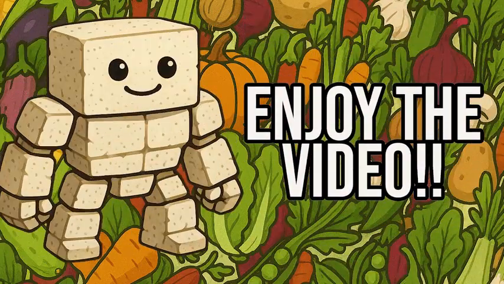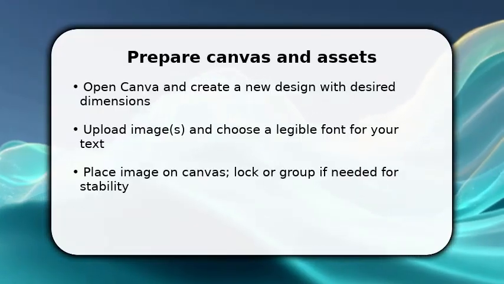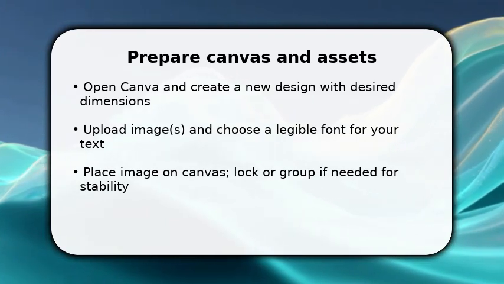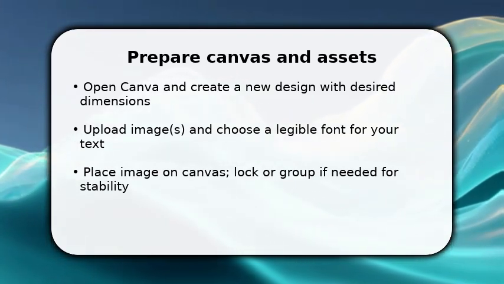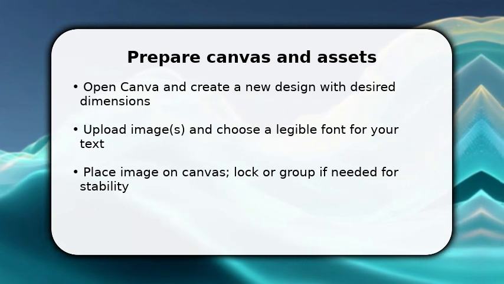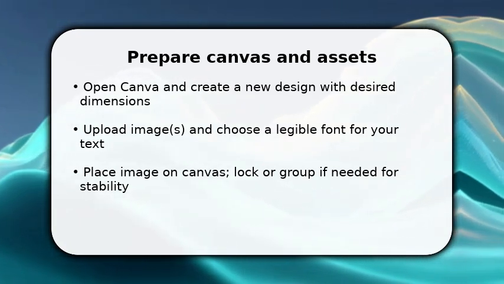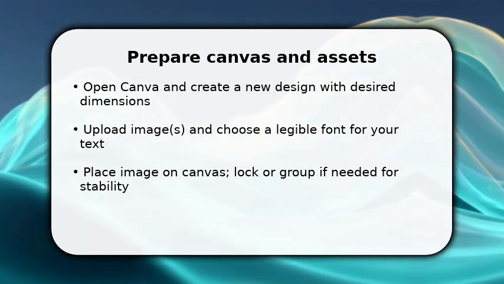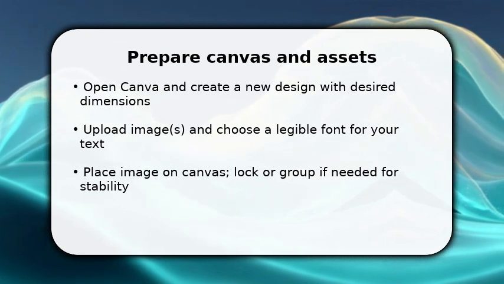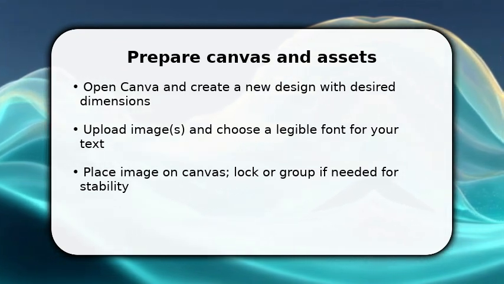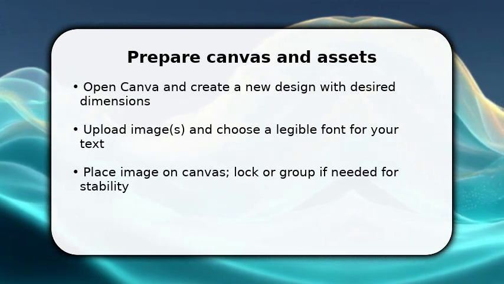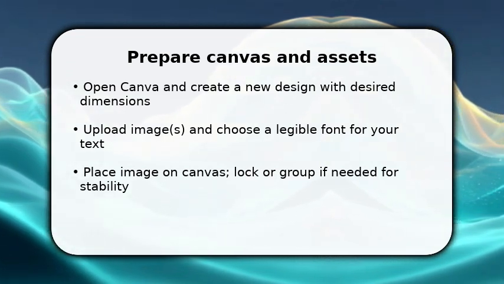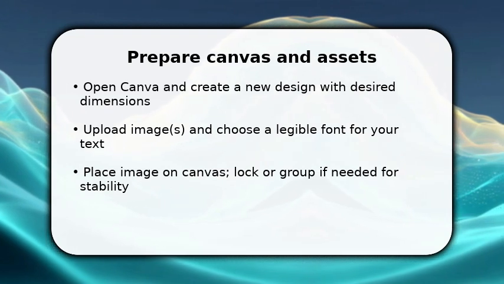Please enjoy the video. You'll start by getting your canvas and assets ready so nothing interrupts the flow. First, open Canva and create a design with the size you need, then upload the photo you want text behind. Next, add your text block and pick a strong, readable font so the result shows through. Once the text is placed roughly where you want it, make sure the image is on the same page and unlocked. This prepares both layers for the next positioning steps.